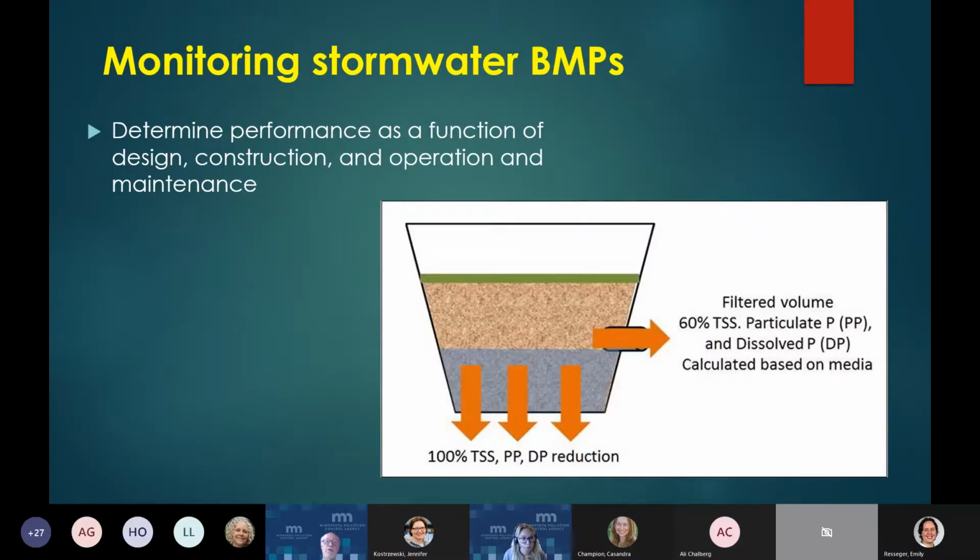And of course, the individual best management practices themselves. How are they performing? We assign these numbers to them, expecting a certain removal, and when they get more or less removal, we want to know why.